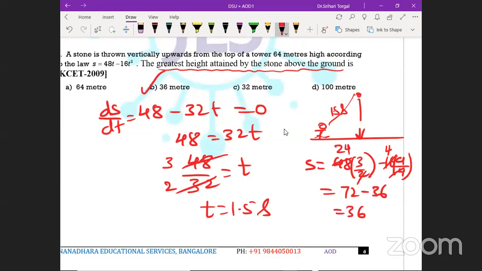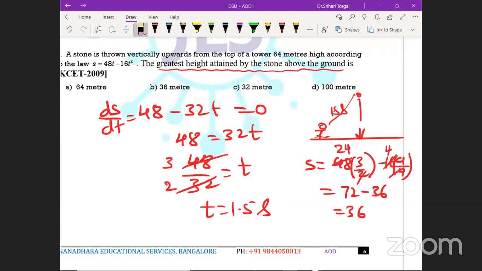Wait for a minute. I think the greatest height attained by the stone is... This is not the answer. Tell me which one is the answer. Yeah, Sharon, you are right. Option D is the right answer. Correct. Let me tell you how it is.